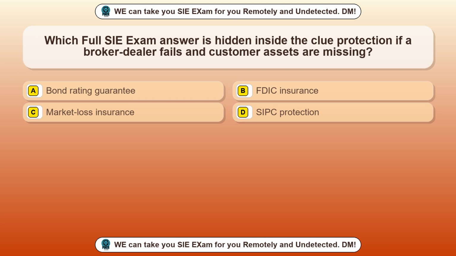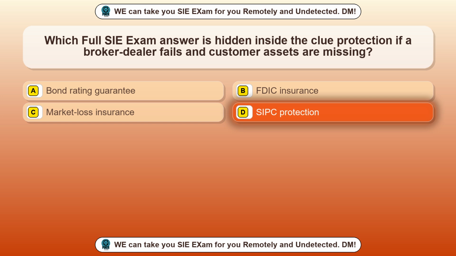Question 86. Which full SIE exam answer is hidden inside the clue protection if a broker-dealer fails and customer assets are missing? Option A, bond rating guarantee. Option B, FDIC insurance. Option C, market loss insurance. Option D, SIPC protection. The correct answer is option D, SIPC protection.